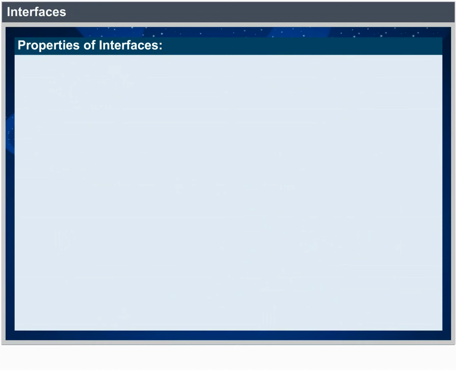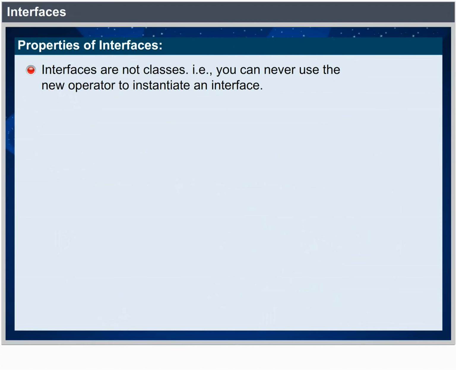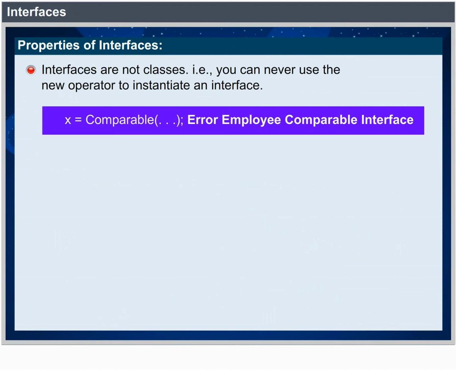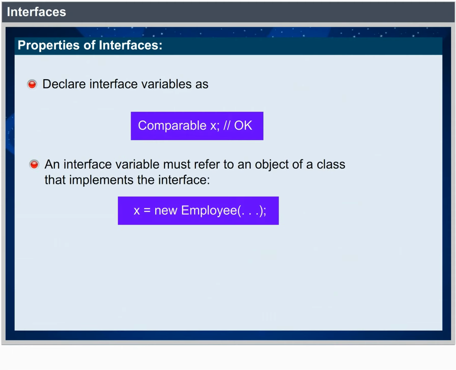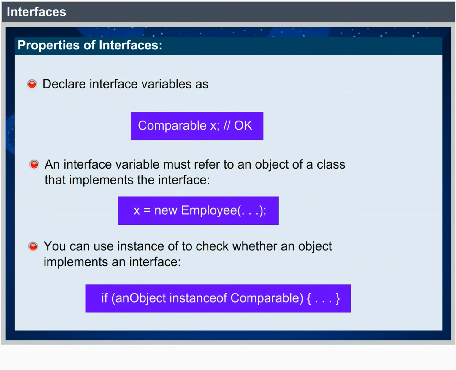Properties of interfaces. Interfaces are not classes. That is, you can never use the new operator to instantiate an interface. Declare interface variables as Comparable x. An interface variable must refer to an object of a class that implements the interface. x equal to new Employee. You can use instanceof to check whether an object implements an interface. If an object instanceof Comparable.